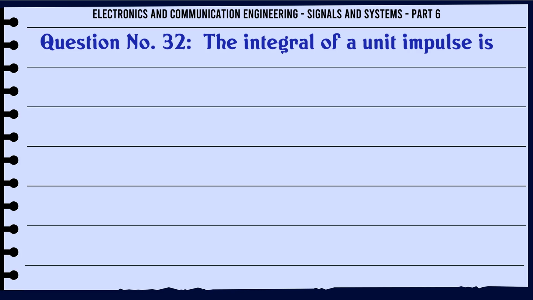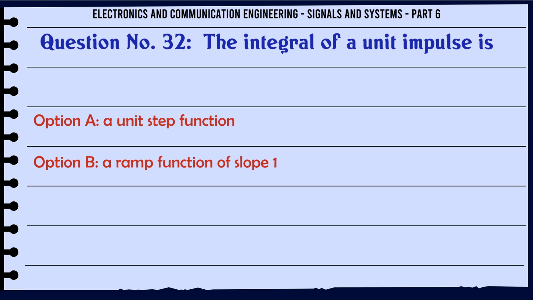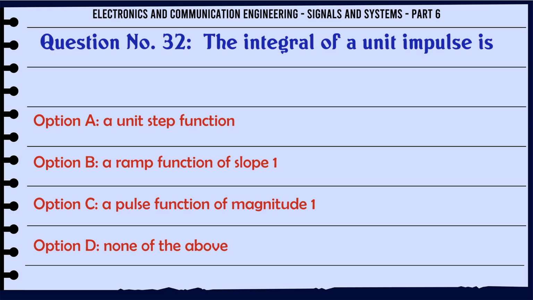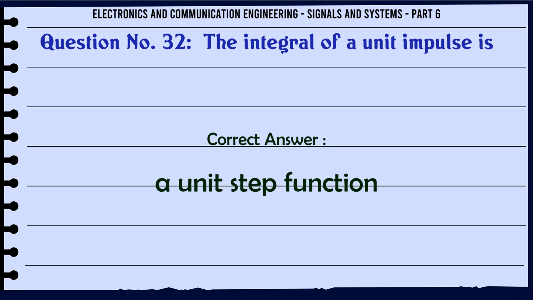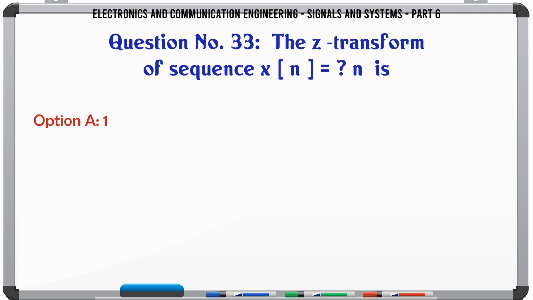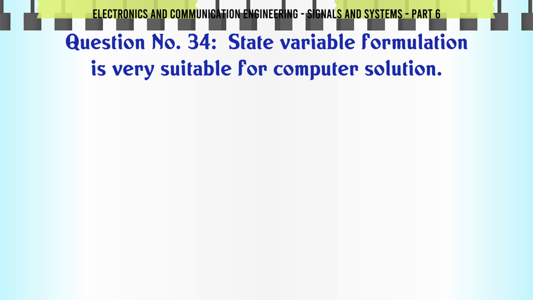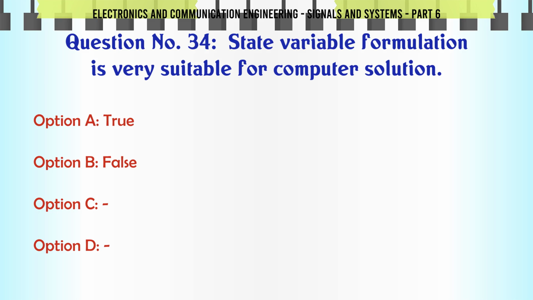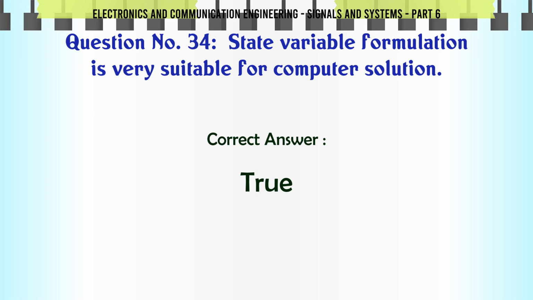The integral of a unit impulse is: A. unit step function, B. a ramp function of slope 1, C. a pulse function of magnitude 1, D. none of the above. The correct answer is a unit step function. The Z transform of the sequence x(n) = δ(n) is: A. 1, B. ∞, C. 0, D. z. The correct answer is 1. State variable formulation is very suitable for computer solution. A. True. B. False. The correct answer is true.